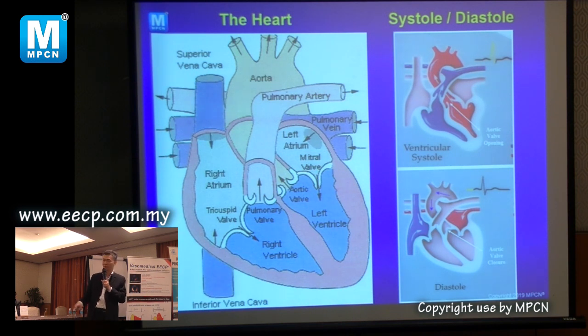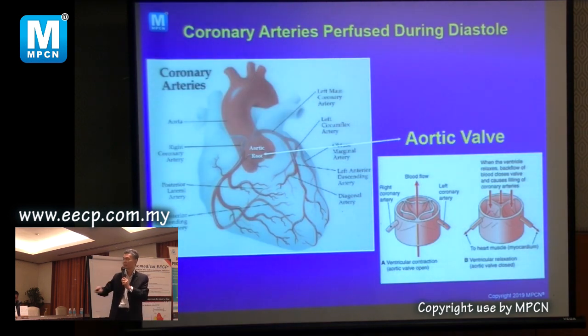So just now we talked about systole and diastole. So systole is a medical term for contraction. Diastole is when it's relaxed. So I ask you again, when does blood flow to the artery? During systole or diastole? Relaxed time. So relaxed time is called diastole. Okay, so this is a basic principle. So the coronary arteries are perfused during diastole.